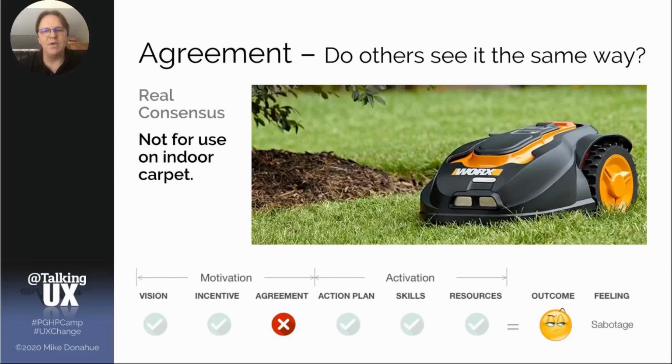But similarly, you can find people using it in a different way too, because they figured out their own vision for it, or they figured out their own incentive for it. So keep an eye out for those different uses, or unintentional or intentional sabotage.